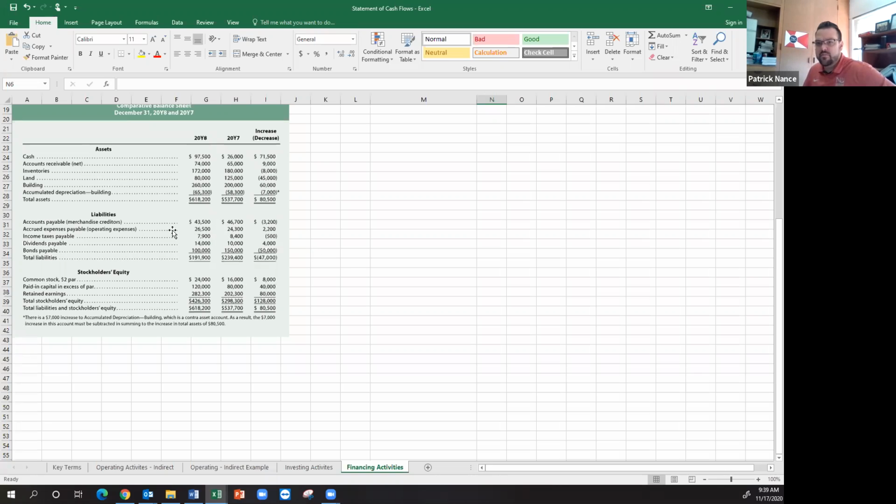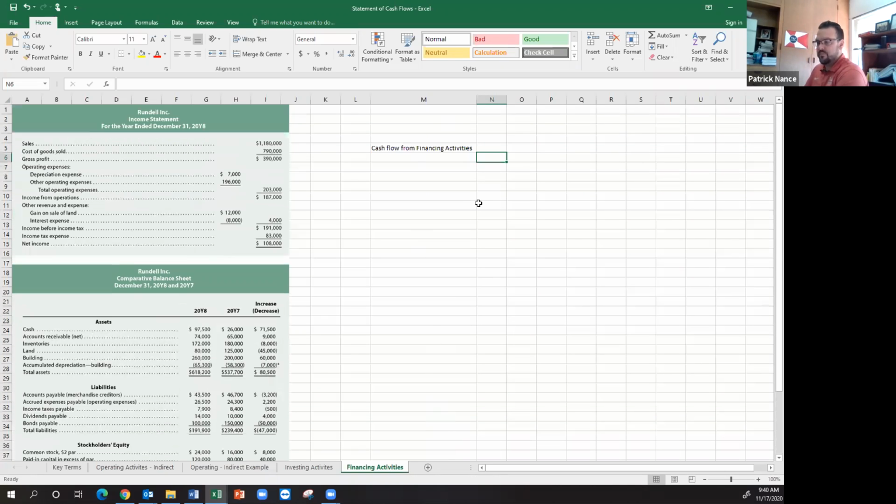So first, the bonds payable. Bonds payable went from $150,000 to $100,000. Generally speaking, this is going to be a cash outflow for paying bonds off. They tell us specifically that it decreased by $50,000 because they retired bonds. So we have a cash outflow for retiring bonds of $50,000. So negative $50,000 for the cash outflow aspect of this.